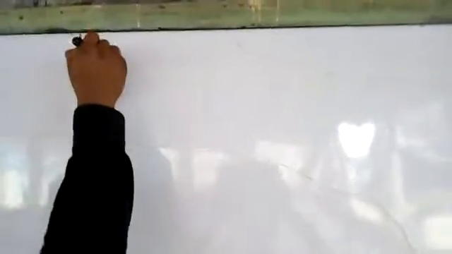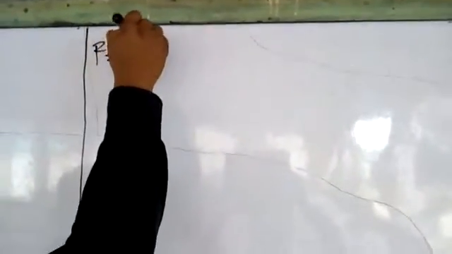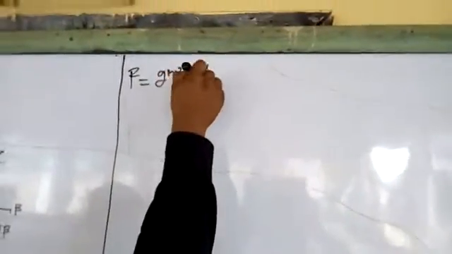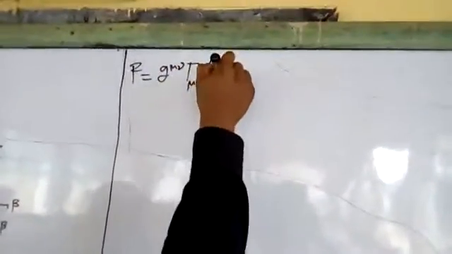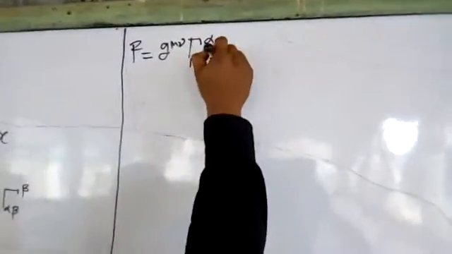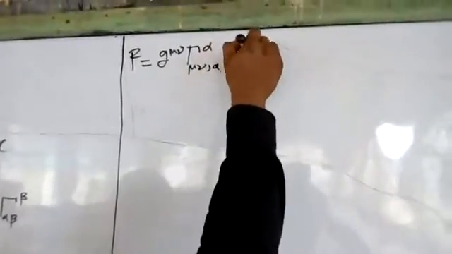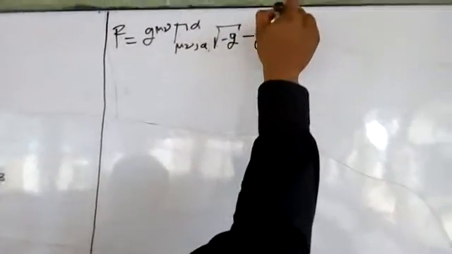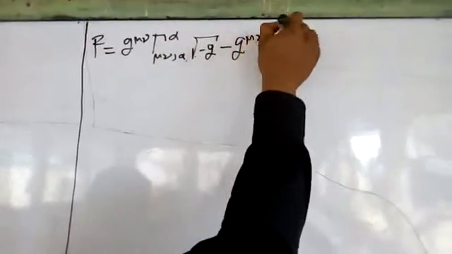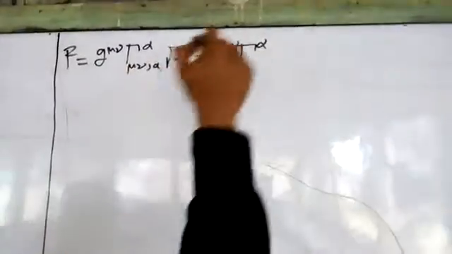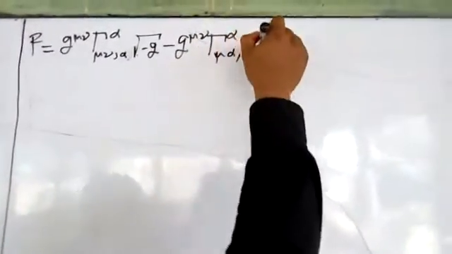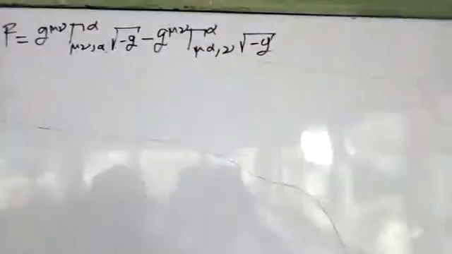F, I can say, is equal to g^{μν} Γ^α_{μν,α}, and I'm multiplying it with the square root of minus g, minus g^{μν} Γ^α_{μα,ν}, multiplying this with the square root of minus g.